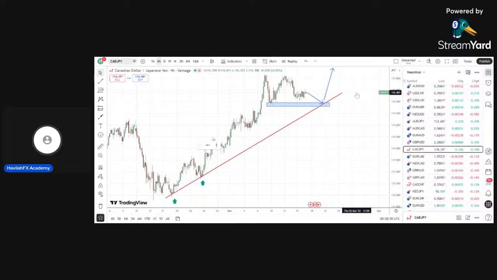So when that happens, we can go to the lower time frame, like 1 hour, 15 minutes, or 30 minutes, depending on your personal preference, to trigger the bullish trade. So that one will still take some time. This is just a forecast. So I'm very bullish on the CADJPY.